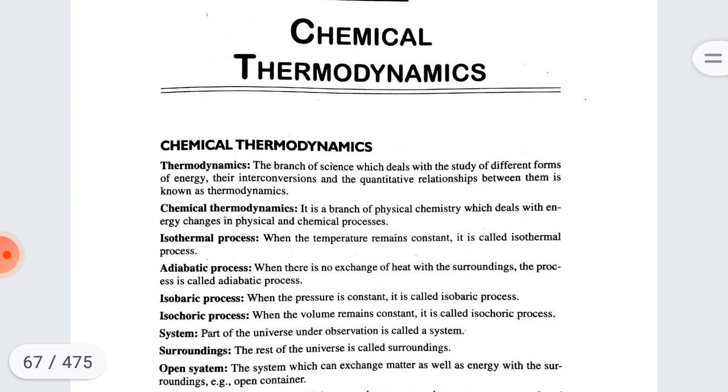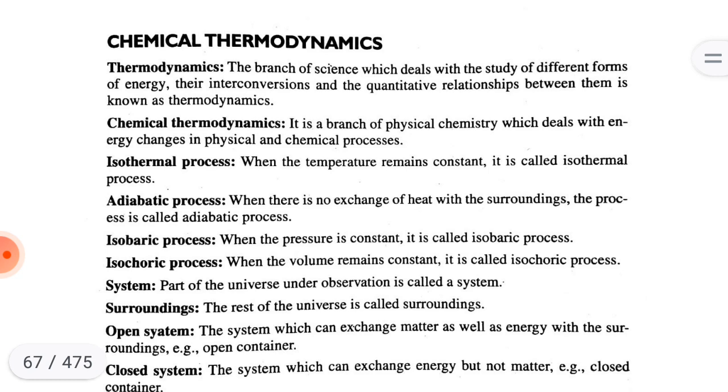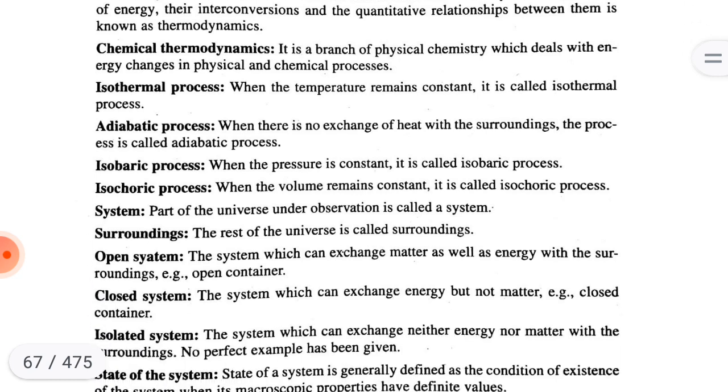Isothermal process. When the temperature remains constant, it is called an isothermal process. Adiabatic process. When there is no exchange of heat with the surroundings, the process is called an adiabatic process. Isobaric process. When the pressure is constant, it is called an isobaric process. Isochoric process. When the volume remains constant, it is called an isochoric process.